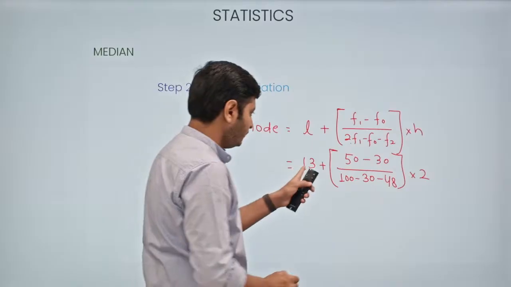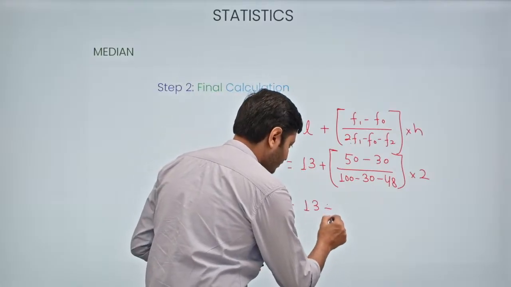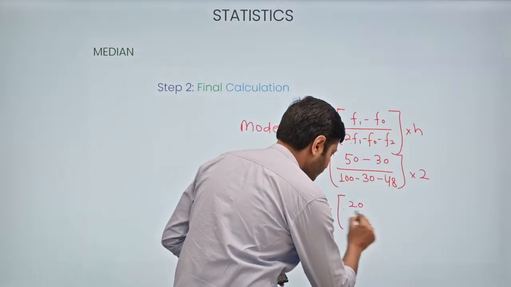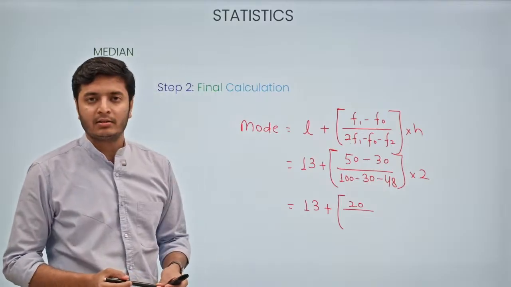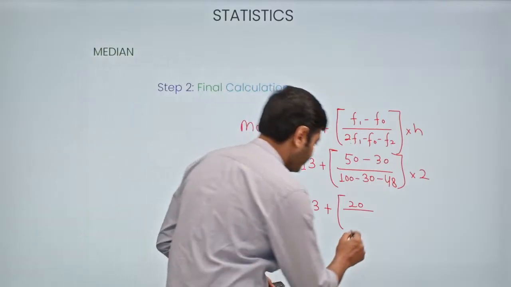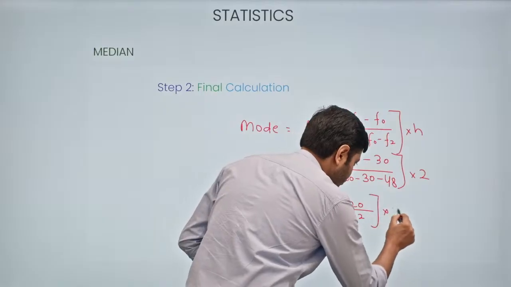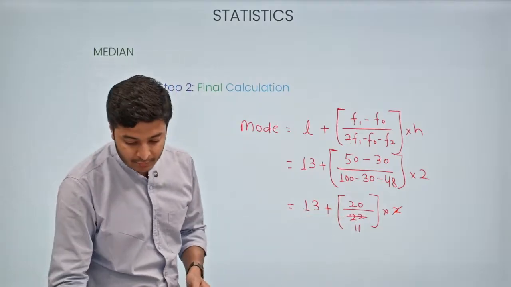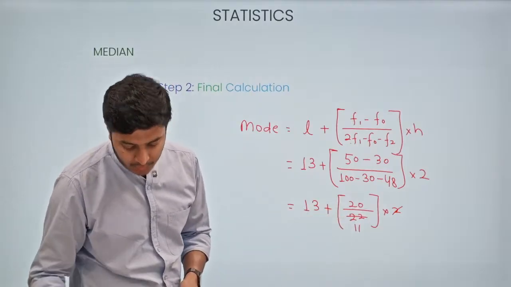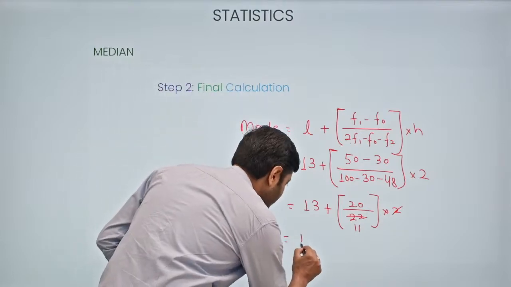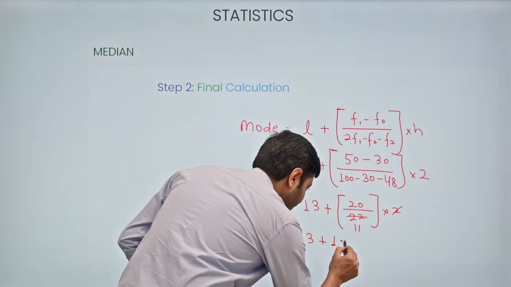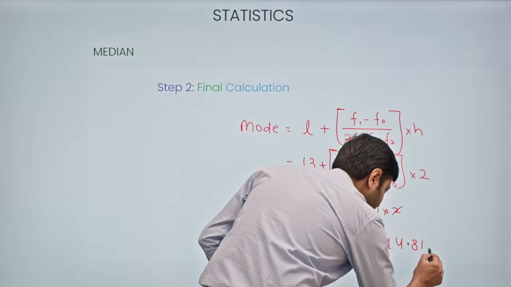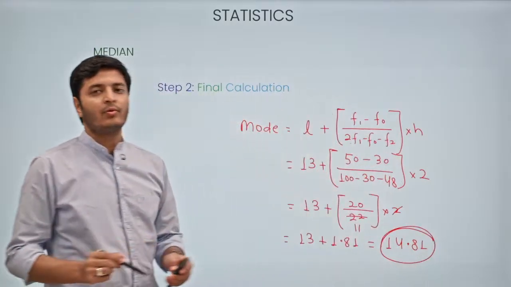Now, 13 as it is, plus 50 minus 30, 20, by 100 minus 30, 70, minus 48, 22, into 2. So 2 and 22 are divisible by 11. So 20 by 11 will be somewhere around 1.81. So the final value will be 13 plus 1.81, that is 14.81. So this is your mode now.